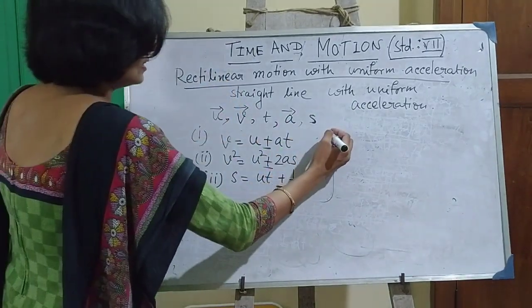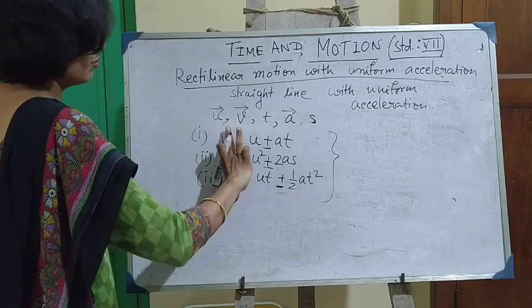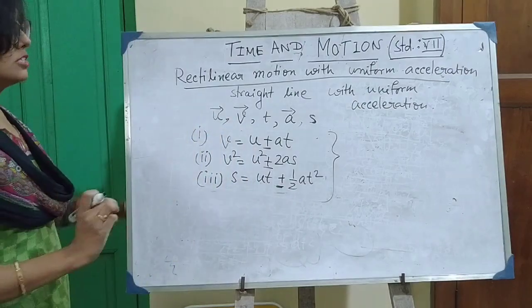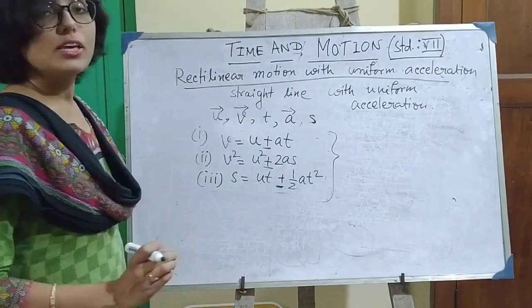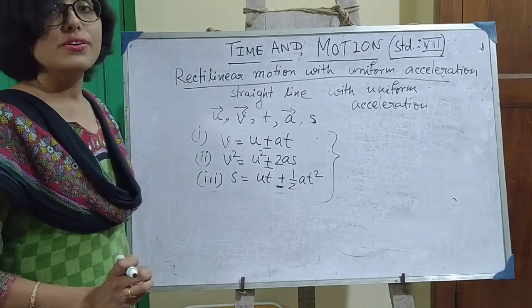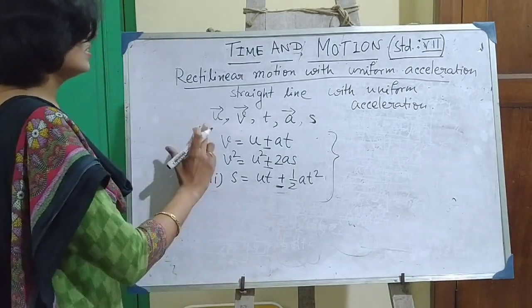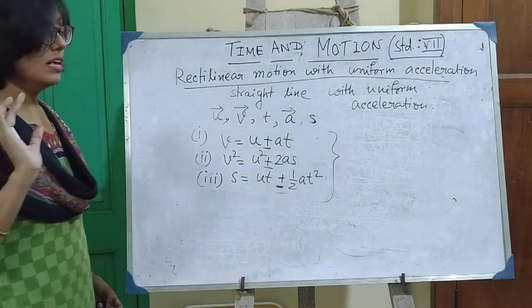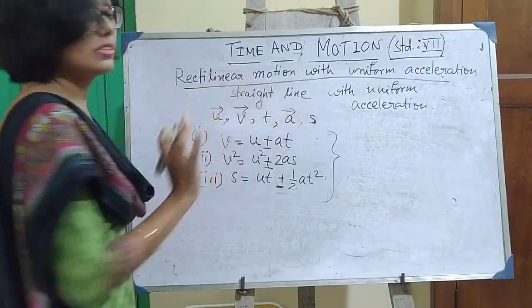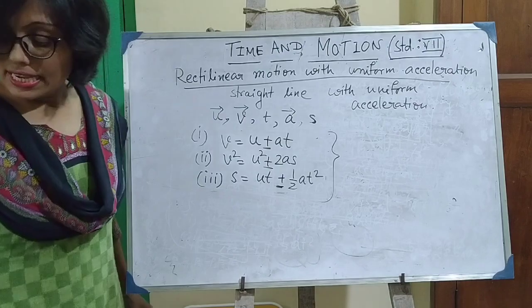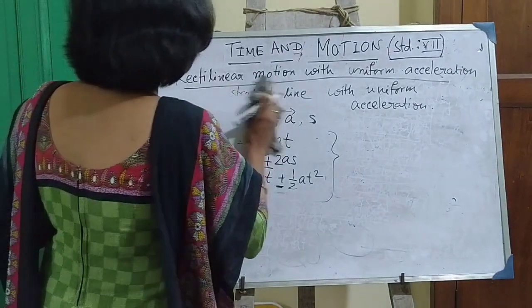So these are the three general equations of motion of a body which is moving in a straight line with uniform acceleration or retardation. And always remember, these three equations are applicable for the body when the body is moving in a straight line. Clear?